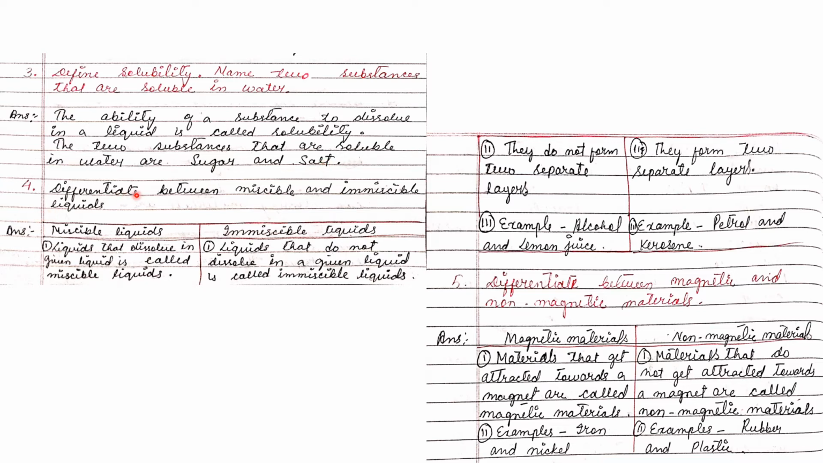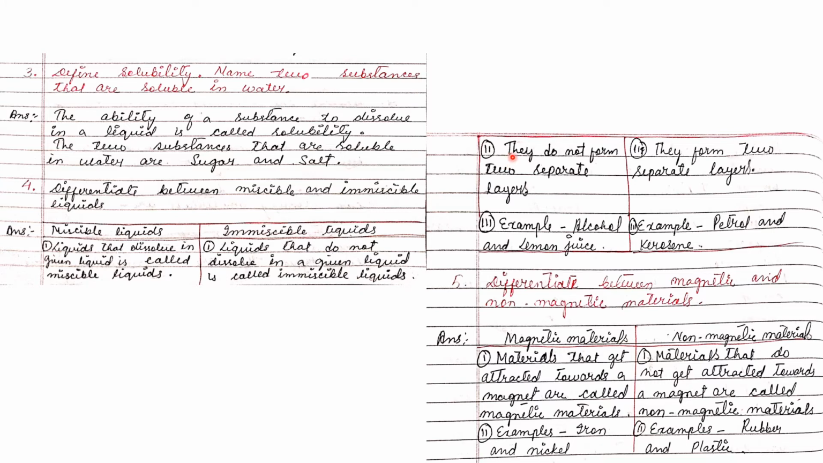Fourth, we will see differentiate between miscible and immiscible liquids. So here we will see what is the difference between miscible liquids and immiscible liquids. First, you see miscible liquids. Liquids that dissolve in a given liquid are called miscible liquids. Immiscible liquids: liquids that do not dissolve in a given liquid are called immiscible liquids.